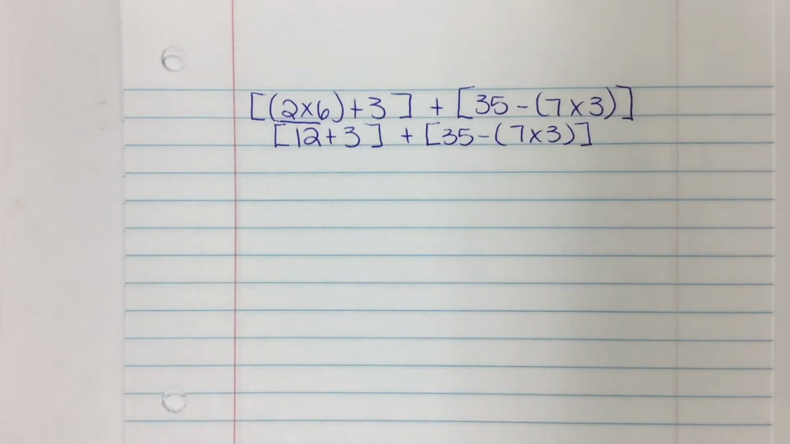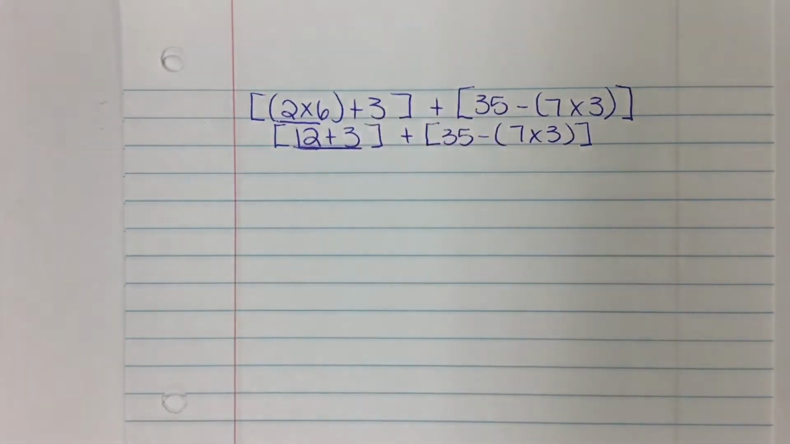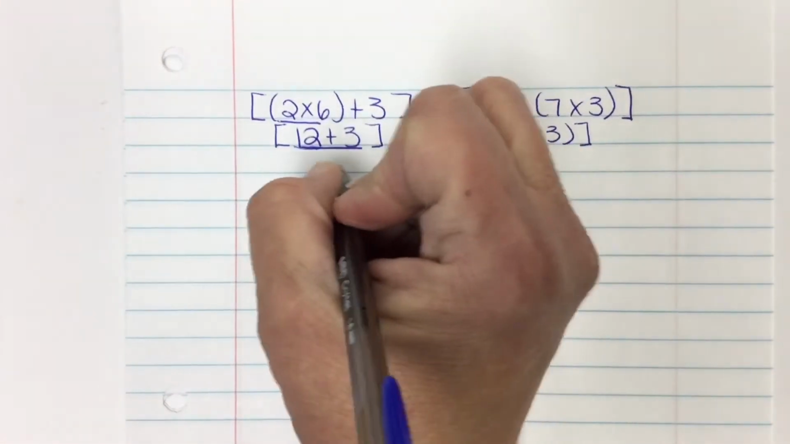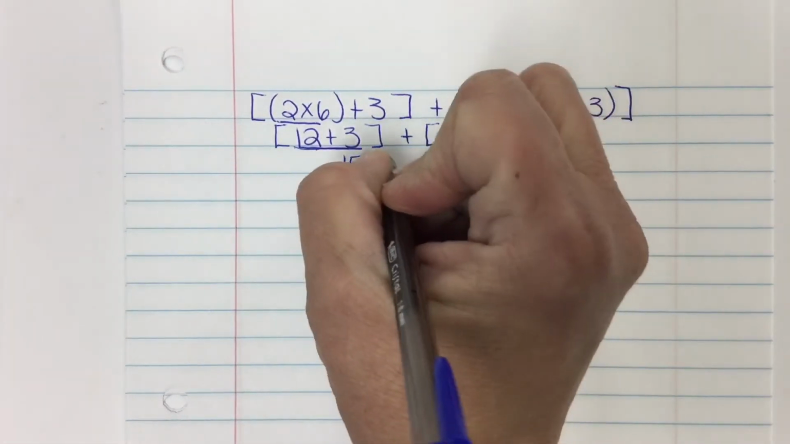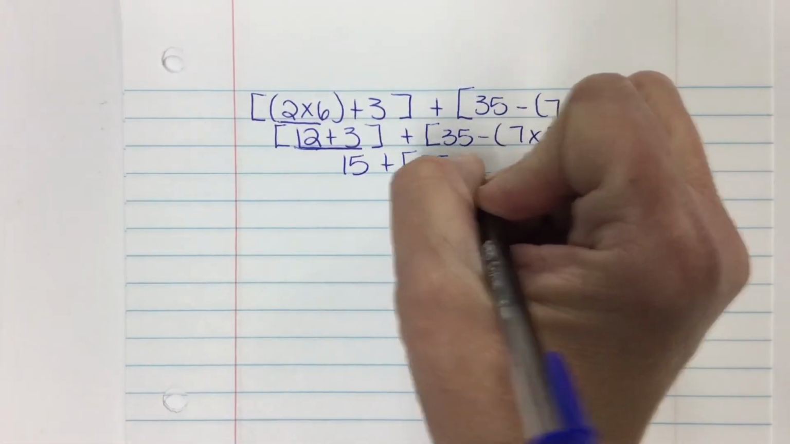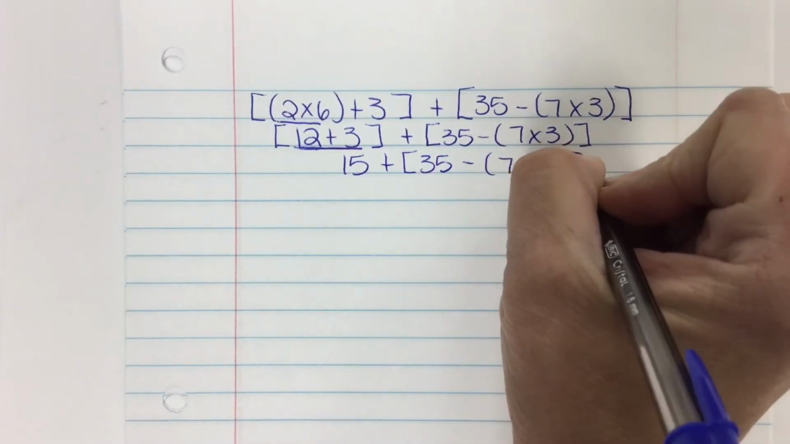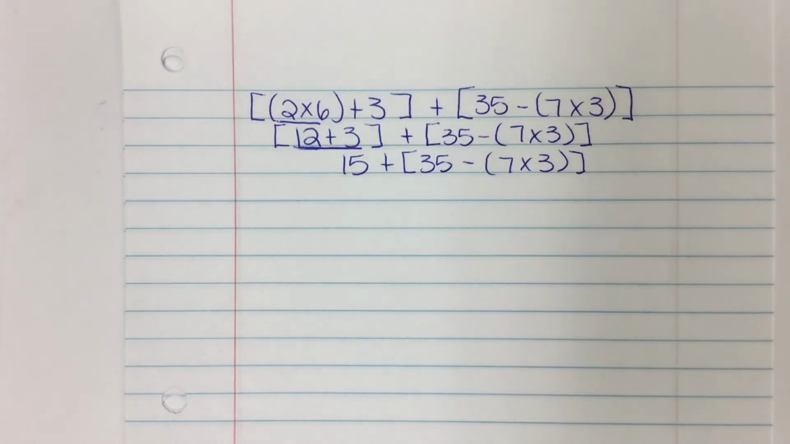So think about what comes next. Can you go to the next bracket, or do we need to finish this bracket that we're on? Okay, you really have to finish what you started. So let's finish this one. 12 plus 3 is 15 plus bracket 35 minus parentheses 7 times 3. Close the parentheses, close the bracket. All right, finish it up and see what you get as your final answer.